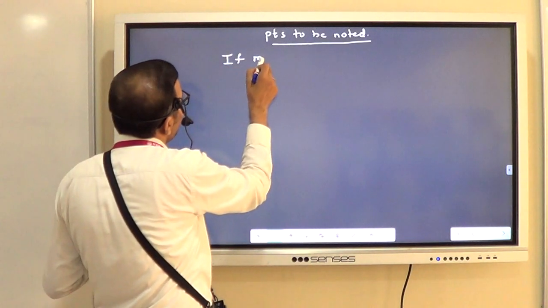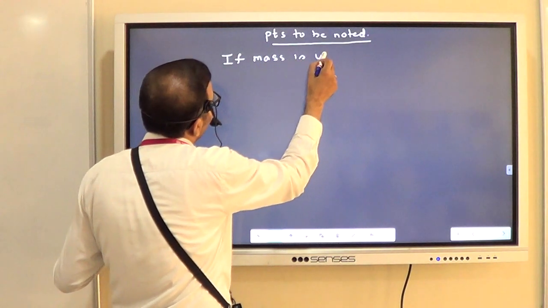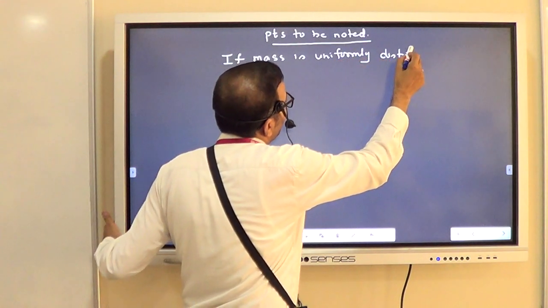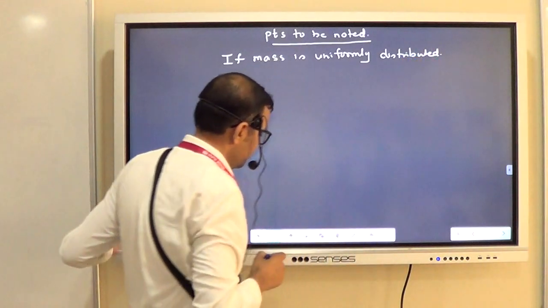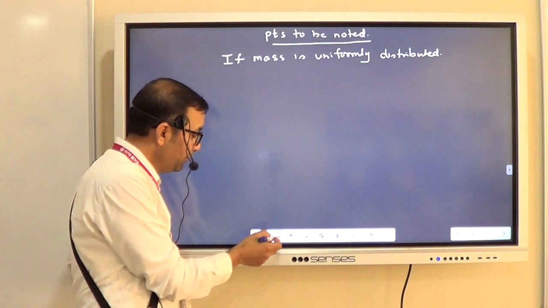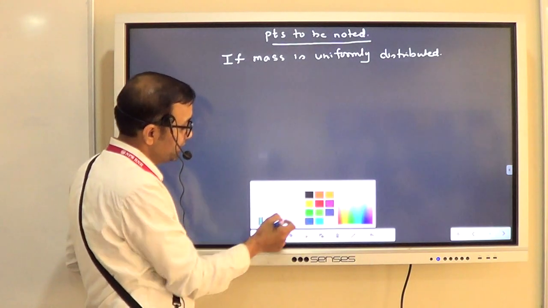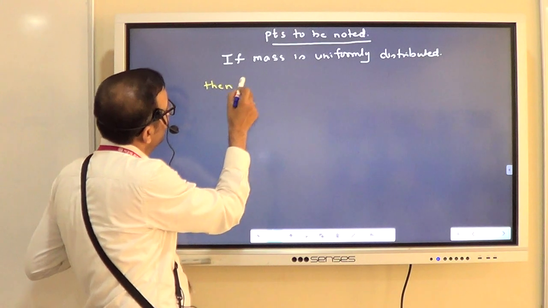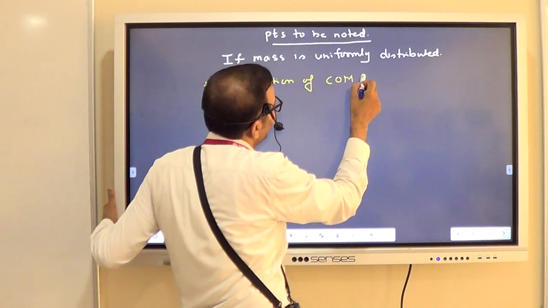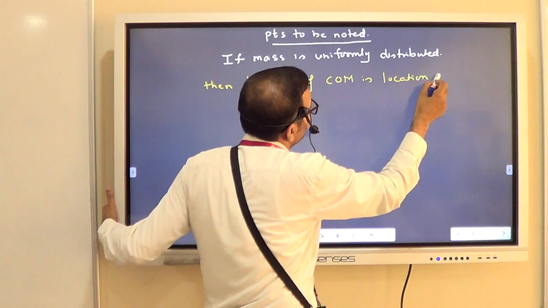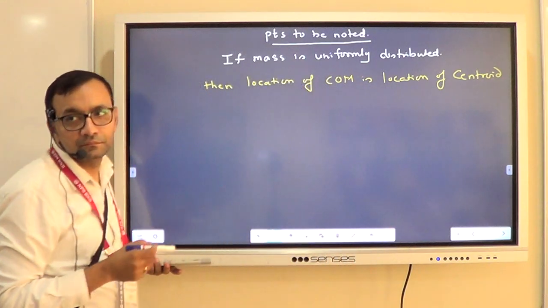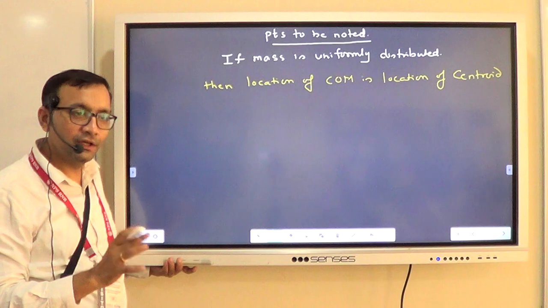If mass is uniformly distributed, then the location of the center of mass is the location of the centroid. Okay, location of the centroid.